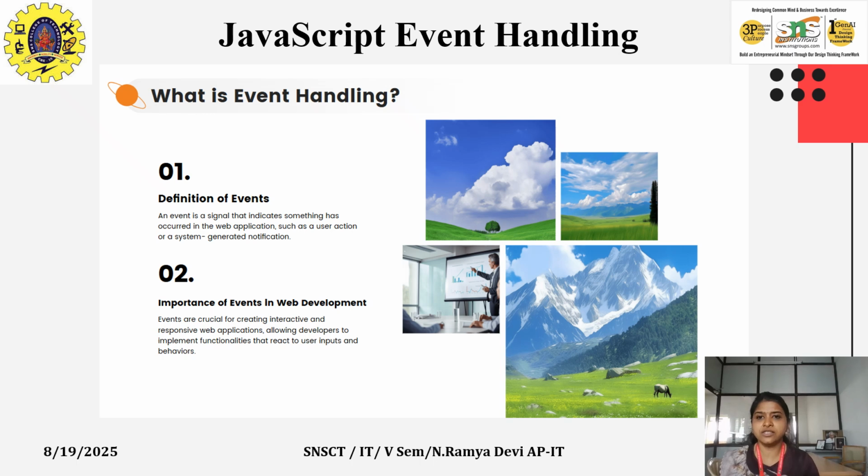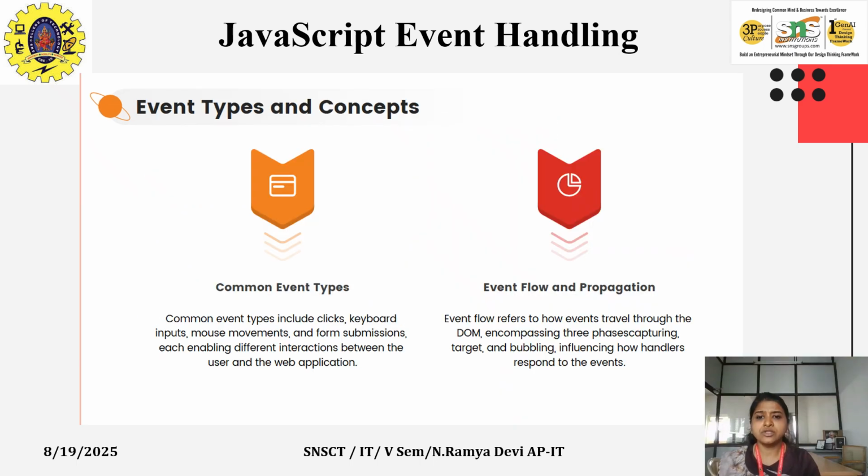An event is a signal that indicates something has occurred in the web application, such as a user action or a system generated notification. So events are crucial for creating interactive and responsive web applications, which allows developers to implement functionalities that react to user inputs and behaviors. So these are the common types and concepts behind JavaScript event handling.